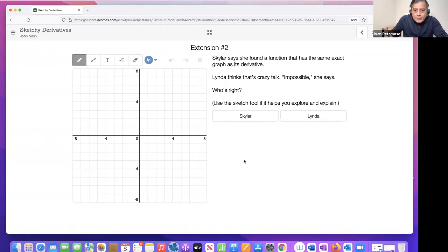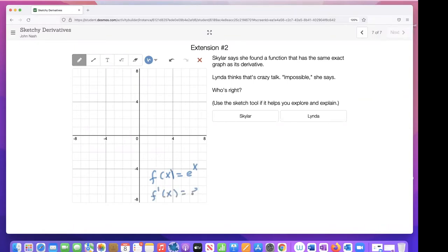Okay, guys, what about this function, f of x? Remember this function, guys, f of x equal e to the x. What is the derivative of this function? Anybody? Oh, itself. Very good, very good, guys, right? So this would serve as an example. So who is right then, Skylar or Linda? Who is right?